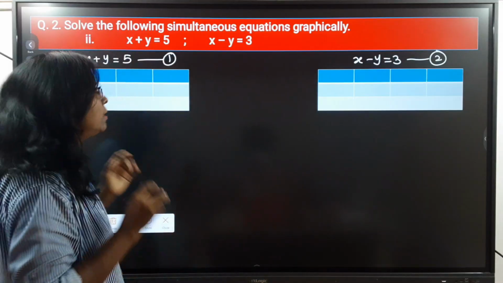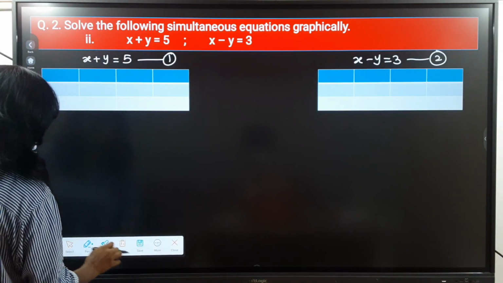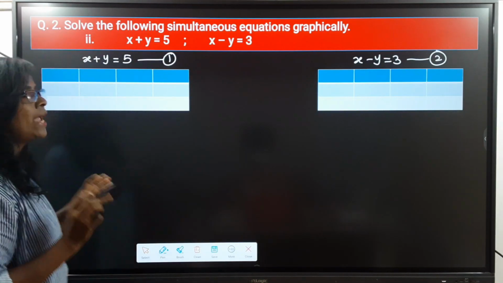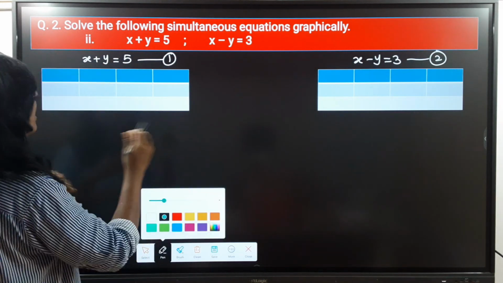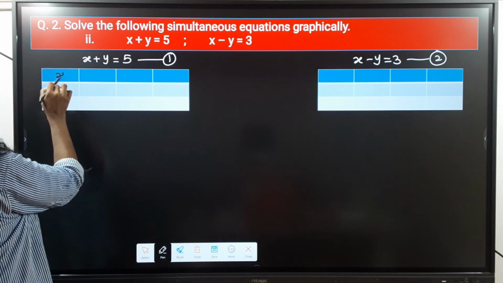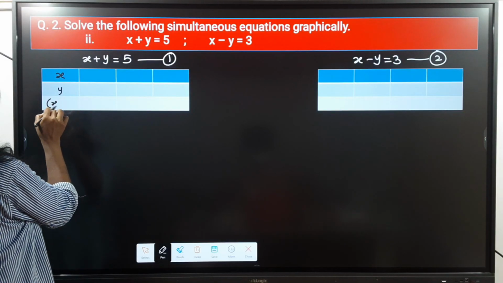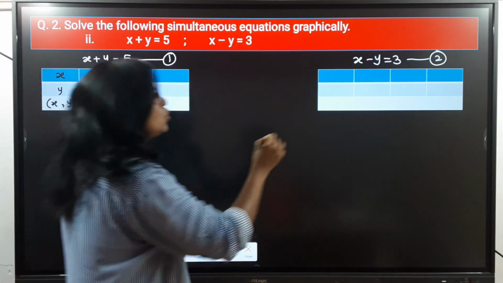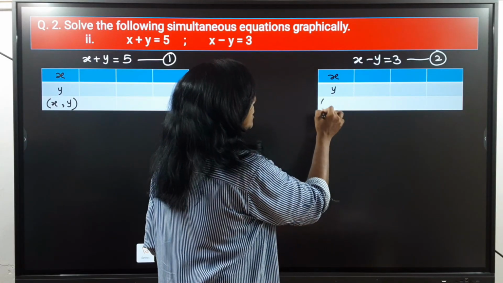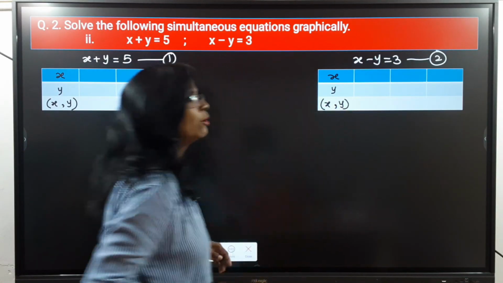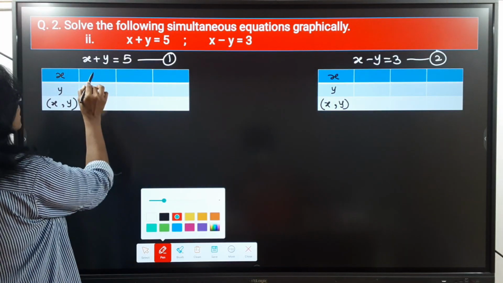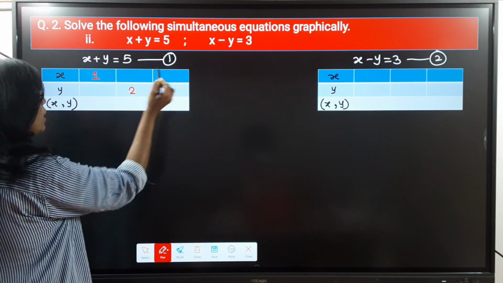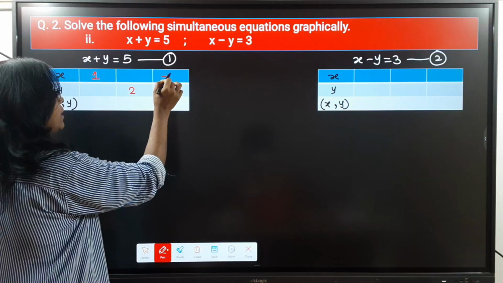Now the next step is that we have to write down the values for x and y, any variable. So x, y, and here the coordinates are x, y. Here also, students, x, y, and the coordinates are x and y. Write down the coordinates of x and y. So now I write down the value of x here 1, here y is equal to 2, and here x is equal to minus 2.